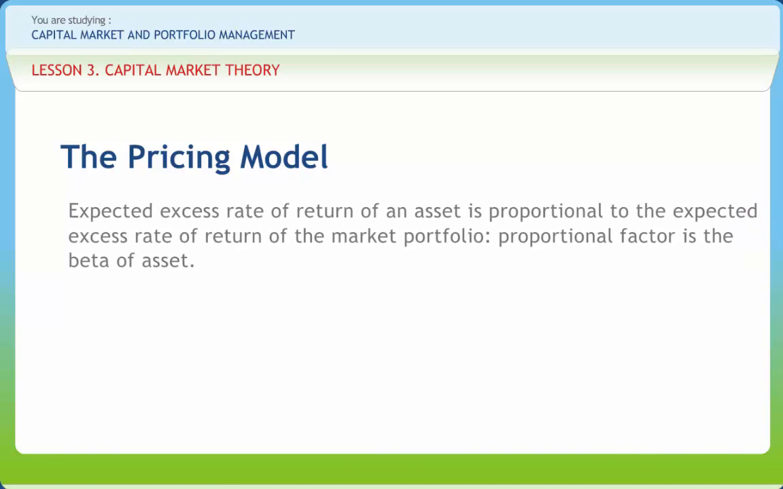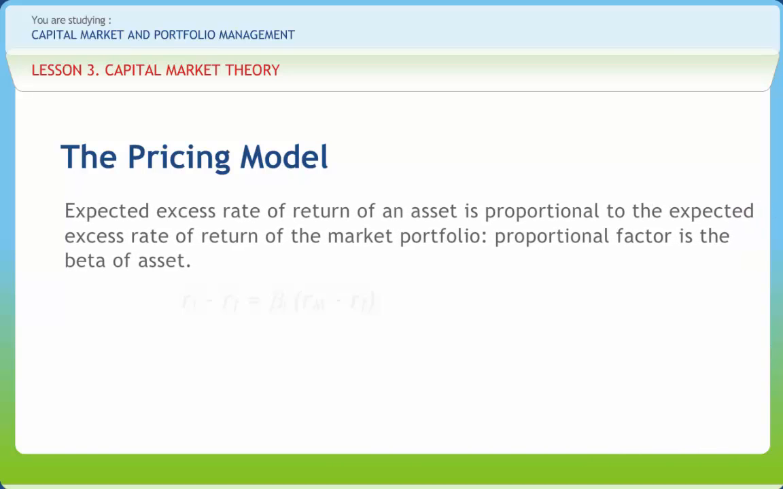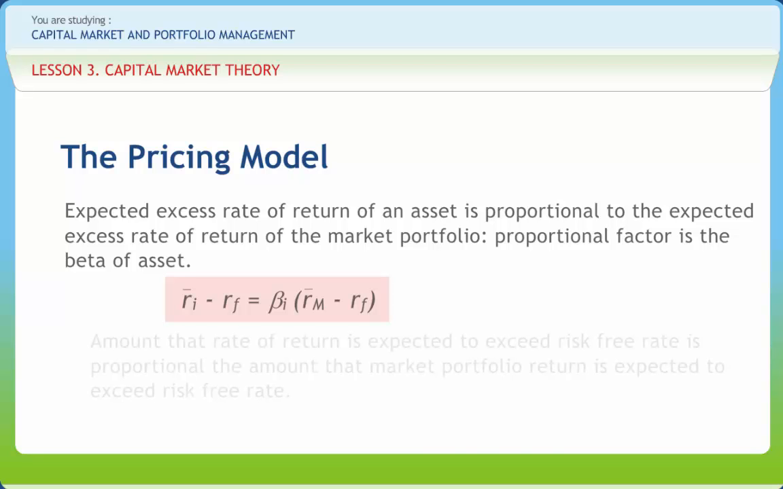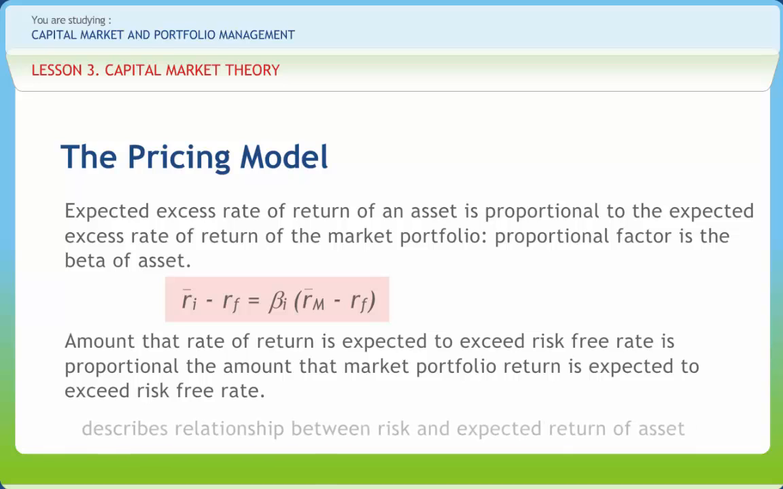The expected excess rate of return of an asset is proportional to the expected excess rate of return of the market portfolio. That proportional factor is the beta of the asset. The amount that the rate of return is expected to exceed the risk-free rate is proportional to the amount that the market portfolio return is expected to exceed the risk-free rate.